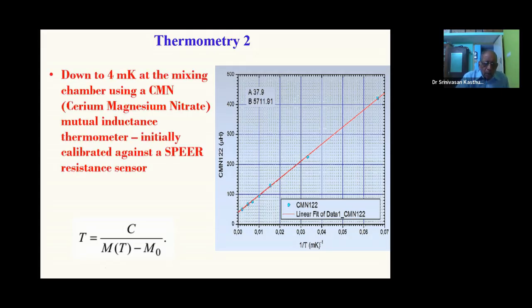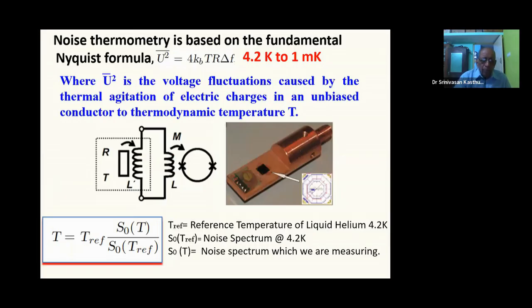Okay. Now down to 4 millikelvin, the mixing chamber uses a cesium magnesium nitrate mutual inductance thermometer. It is initially calibrated against a Spears resistance sensor. And of course, CMN requires a calibration for every run at 4.2 K.